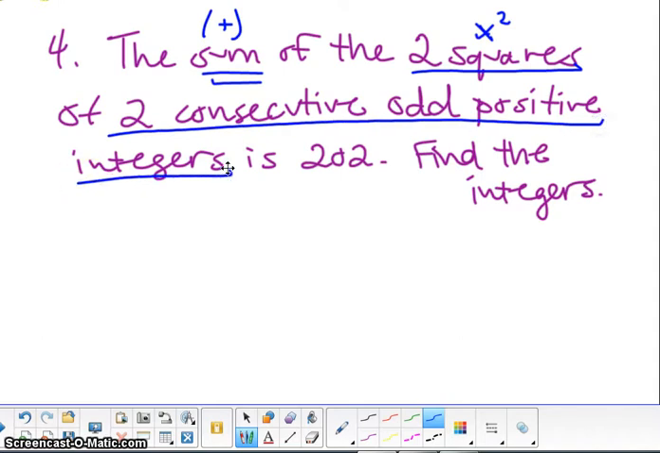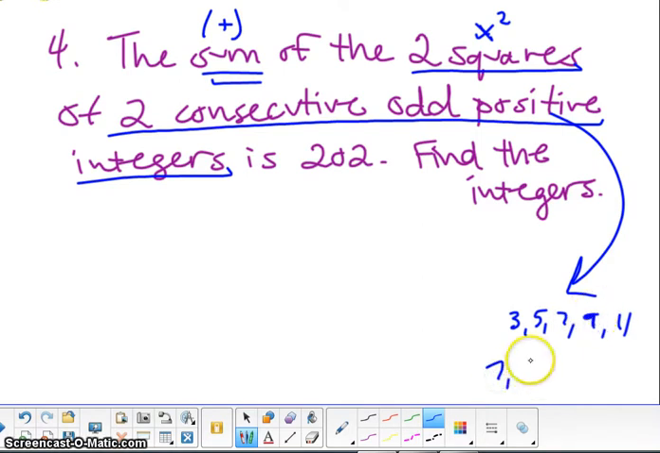Okay, so let's think about what this means first. Odd positive means 3, 5, 7, 9, 11, and so on. Or you could even start with 7, 9, 11, 13, 15, and so on. These lists could go on forever, but we don't know where it's going to start because they have to add to 202. So this is how you're going to set it up.